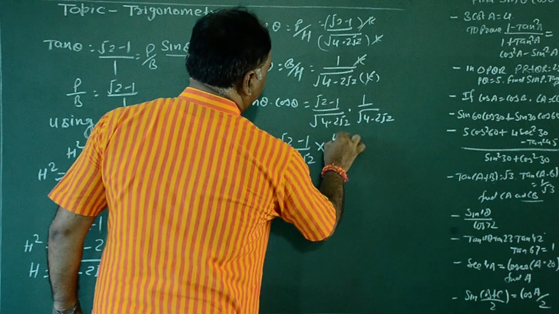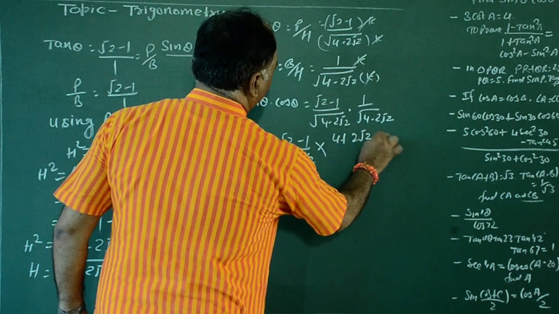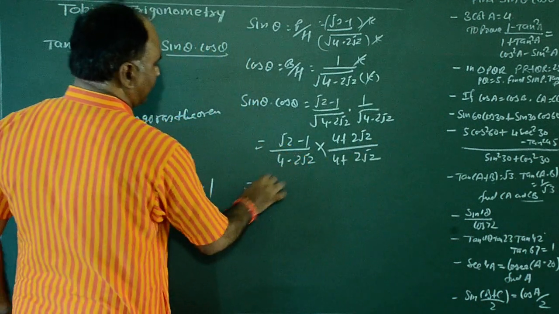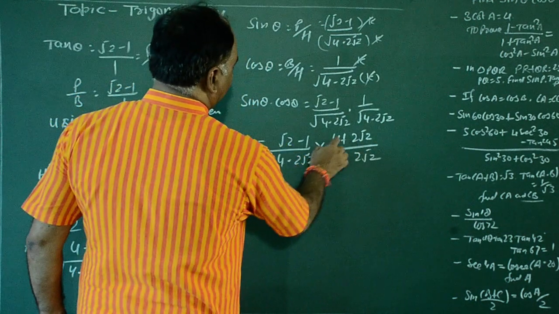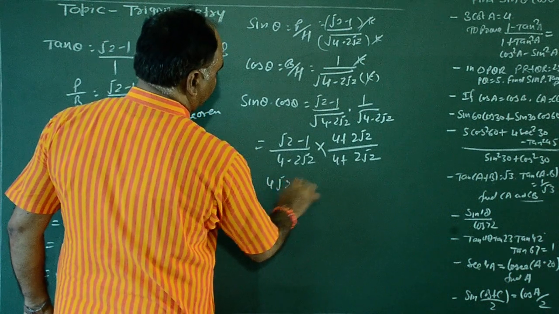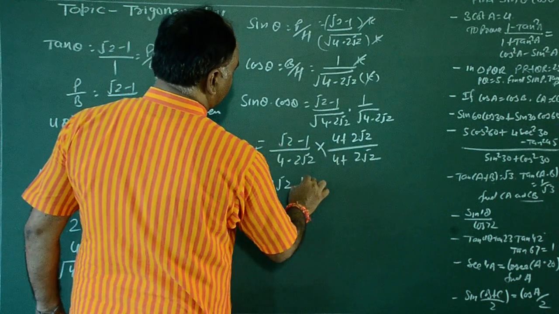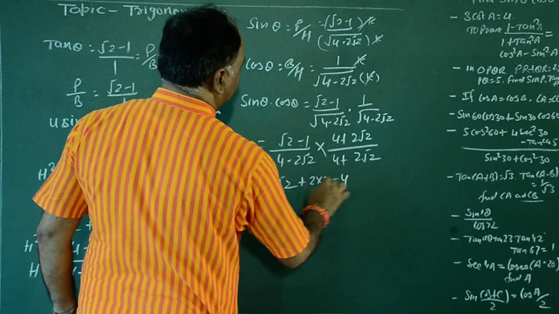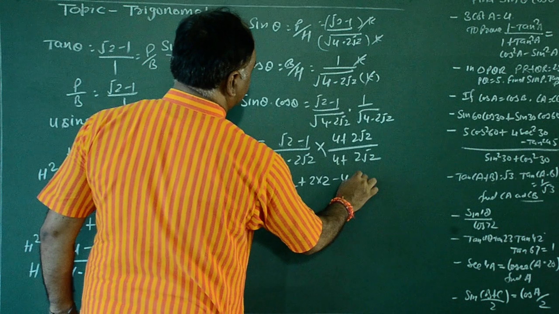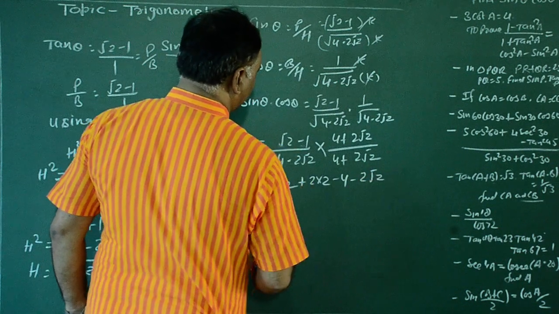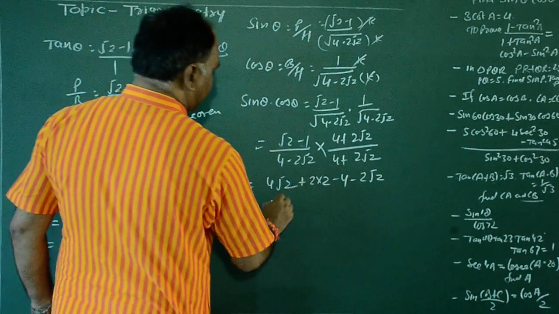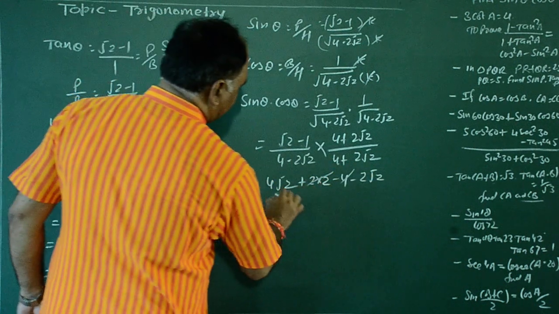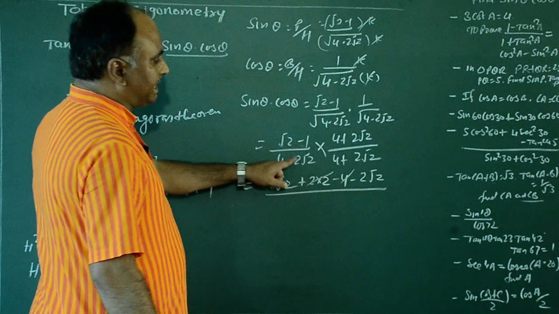And now look here, 4 plus 2 root 2 upon 4 plus 2 root 2. Now multiply it and you have got here root 2 into 4, 4 root 2, then root 2, you have got here 2 into 2 minus 1, that is minus 4, minus 1. Multiply this and you have got 2 root 2. Now look here, 4 minus 4, cancel it.